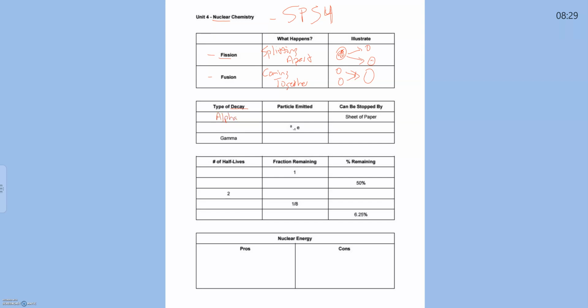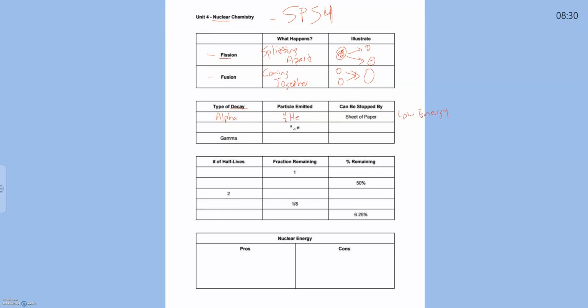And in an alpha decay, the particle that is being emitted is a helium atom. So it has a mass of 4, an atomic number of 2, and then the symbol is He. This is sometimes called the alpha particle, but it comes off as a helium atom. Alpha particles can be stopped by sheets of paper, so they are very, very low energy.